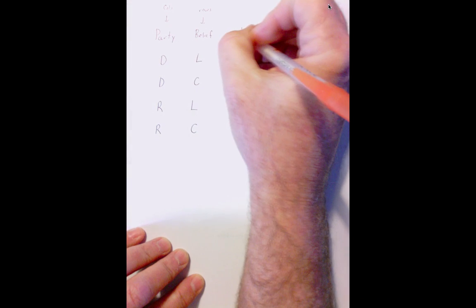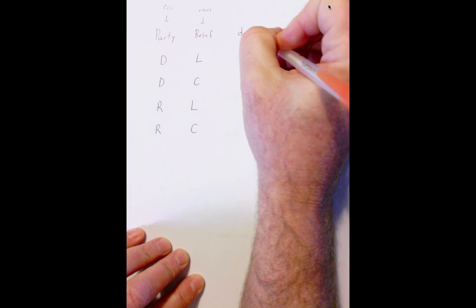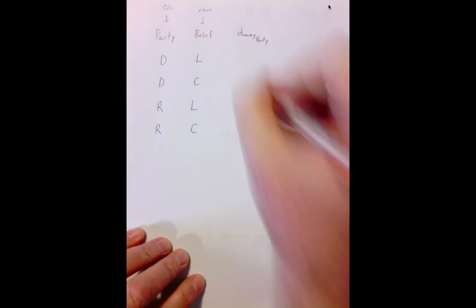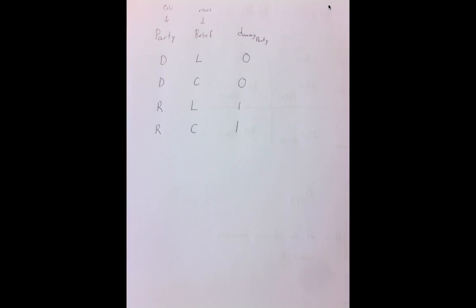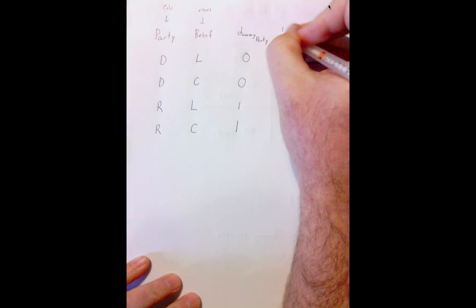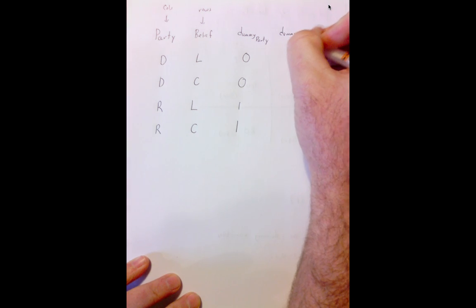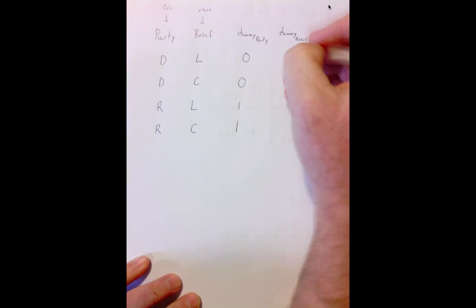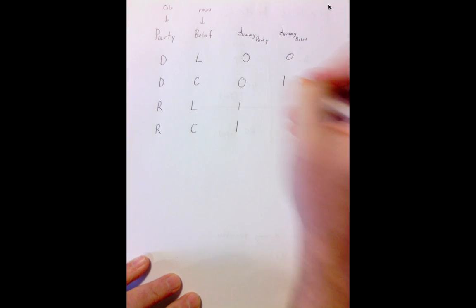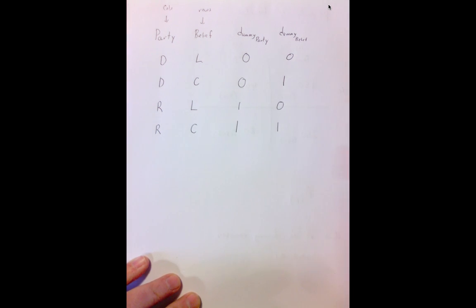If we look at the dummy for party, letting Democrats be 0 and Republicans be 1, as I coded them before, then our dummy variables would be 0, 0, 1, and 1. We can also set up a dummy for belief. Pro-life, we said, was a 0. Pro-choice was a 1. I think, was that right? Yeah. And a 0 and a 1.